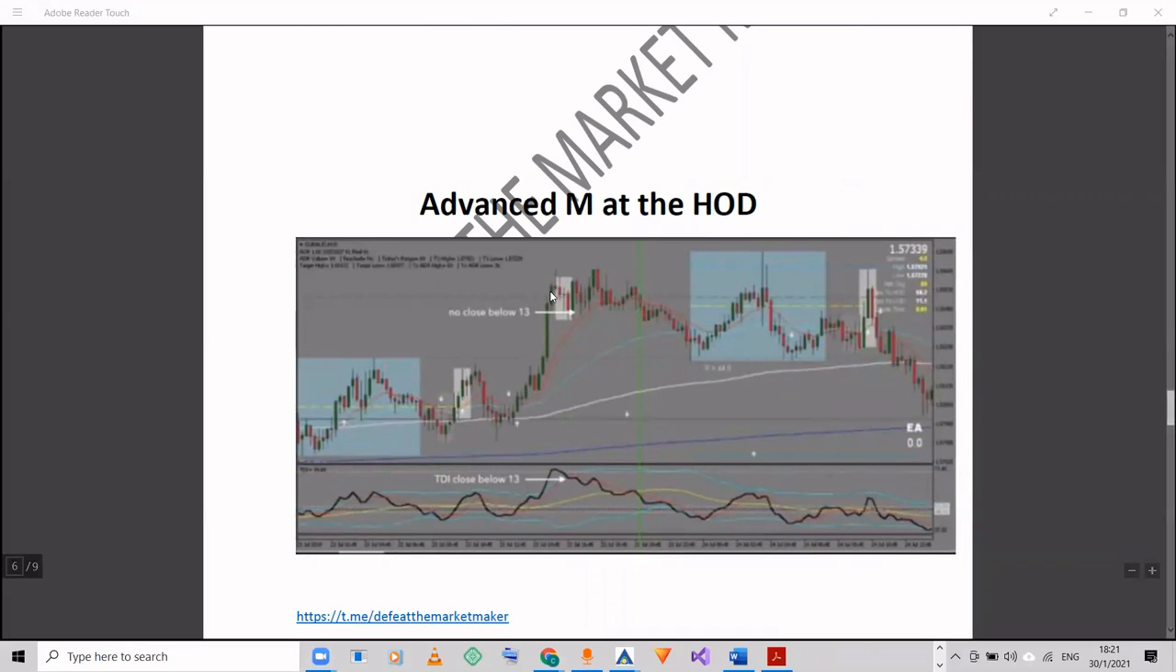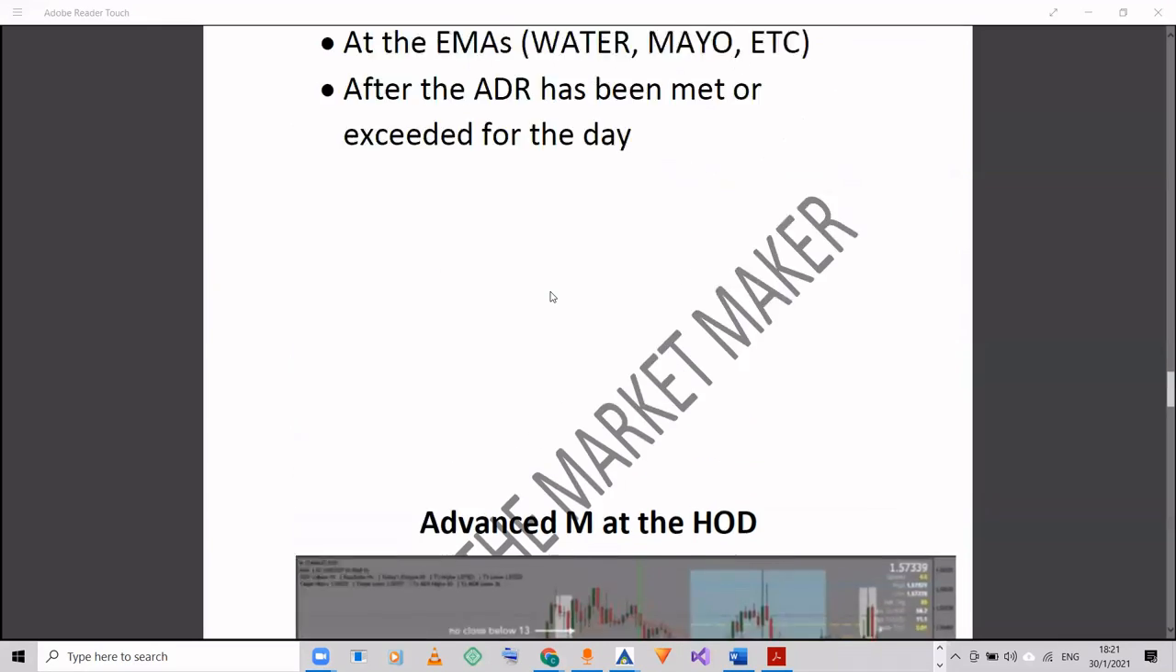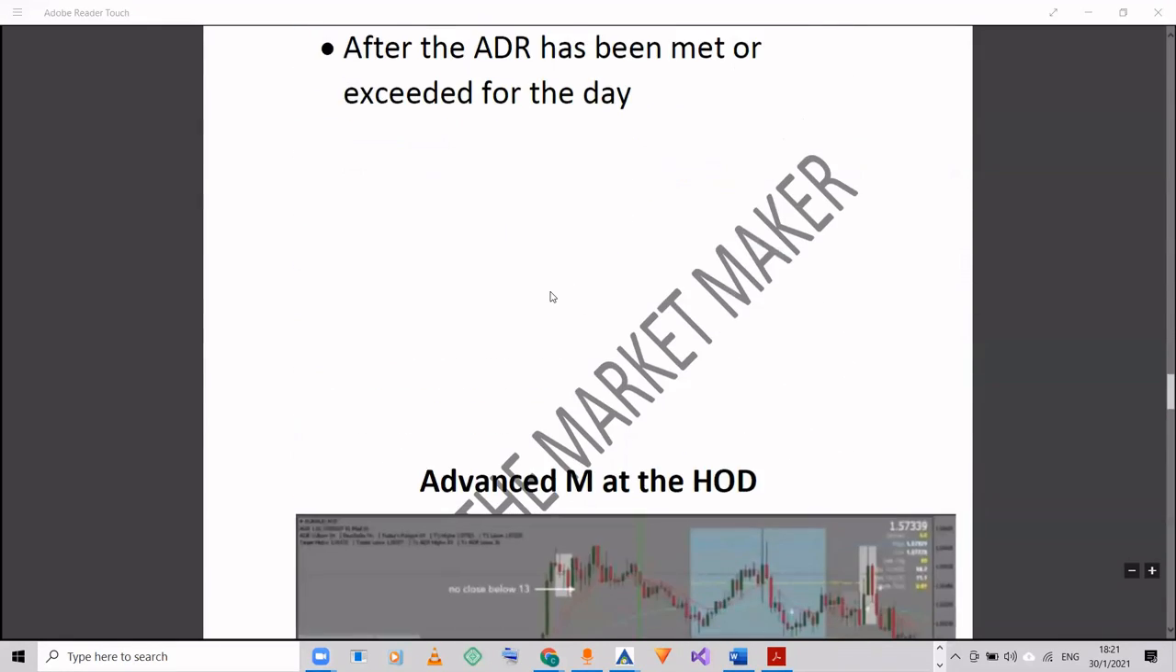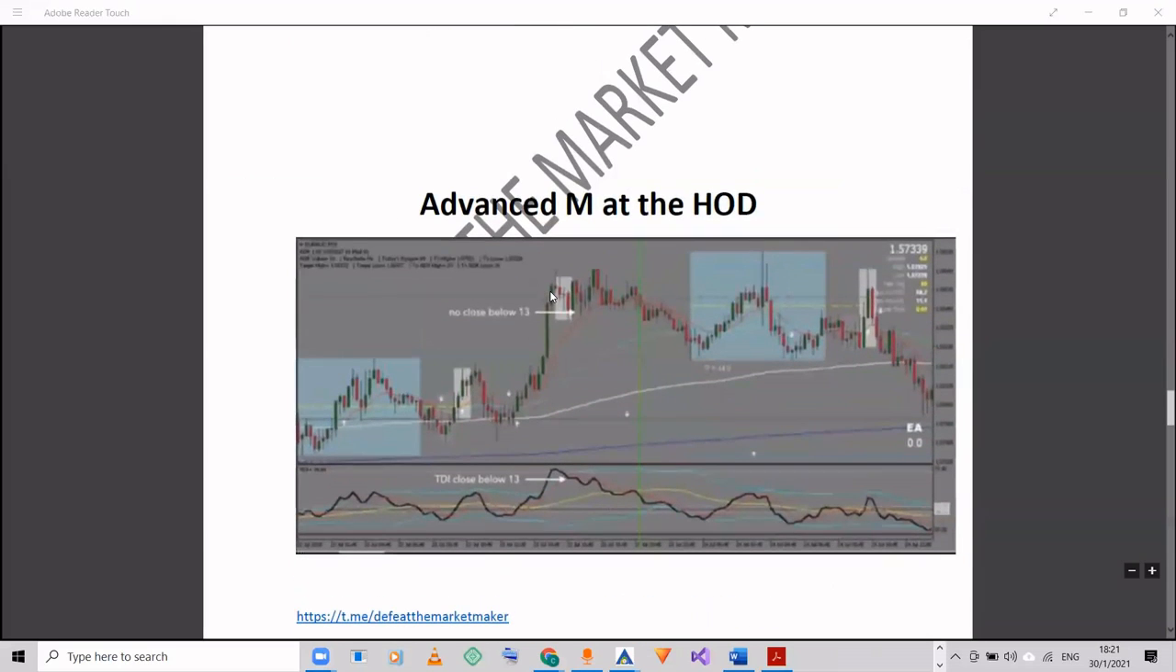So let's go on now. I'm going to be showing you examples of these patterns on these areas that I indicated there particularly. So this is an advanced M at the high of the day. As you can see, there was no close below the 13 EMA, but then price went on to give a close below the 13. It went on to give the second leg, then the second leg gave a close below the 13, which is signaling our trade.